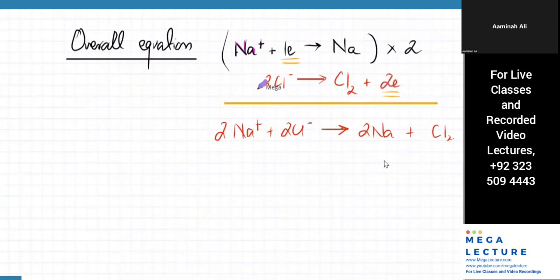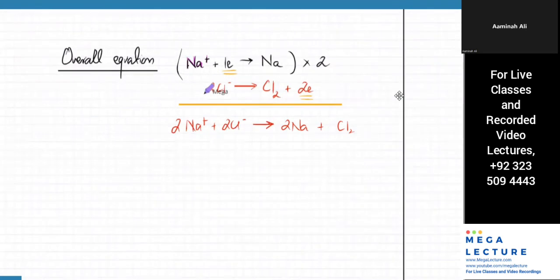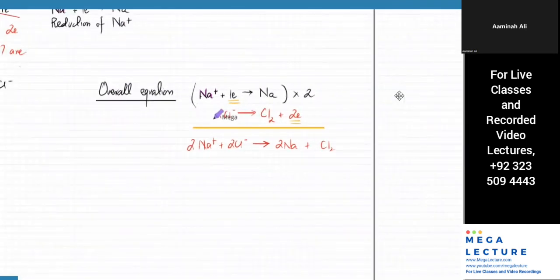Oh, yes, sir. So basically the electrons are not doing anything. One of them lost electrons, the other one gained electrons. So in the overall equation, they're not there because they got cancelled out. Na is left, Cl2 is left, but the electrons are gone. This one gained electrons, this one lost electrons, that's it. So they're gone.